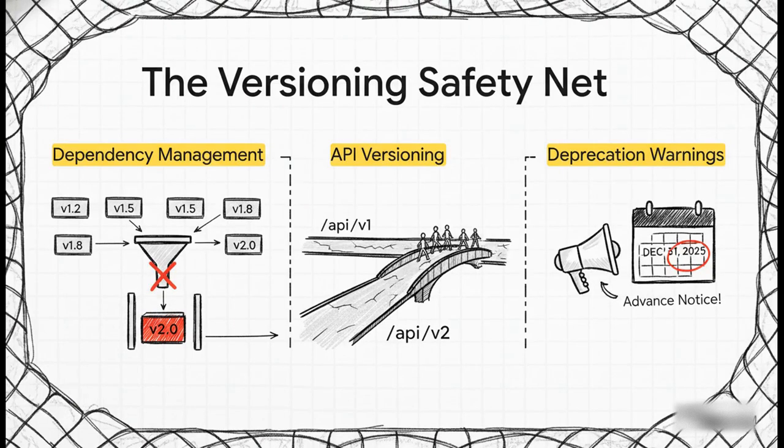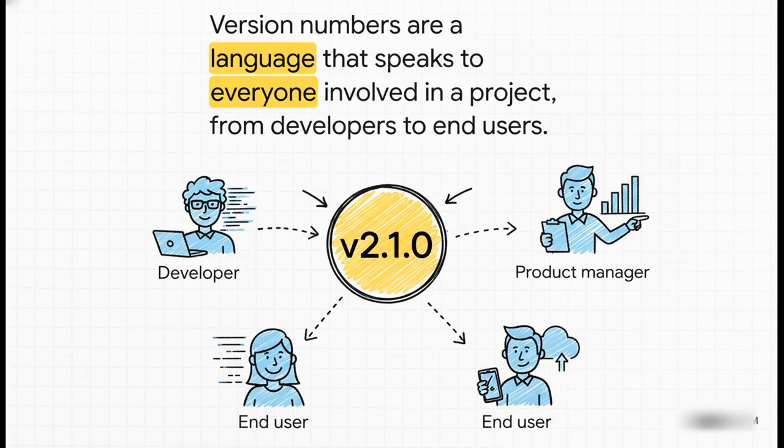First, there's dependency management. You've probably seen those little caret or tilde symbols. They basically tell your system, hey, it's cool to automatically install any new patch or minor versions, but hold on, stop, if you see a new major version. It's an automated guardrail. Then with APIs, you can have your old V1 running right alongside your new V2, which gives everyone time to switch over without a panic. And finally, you can give people a heads up with deprecation warnings, basically saying, hey, just so you know, this feature's going away in the next big release, so you might want to start planning for that.